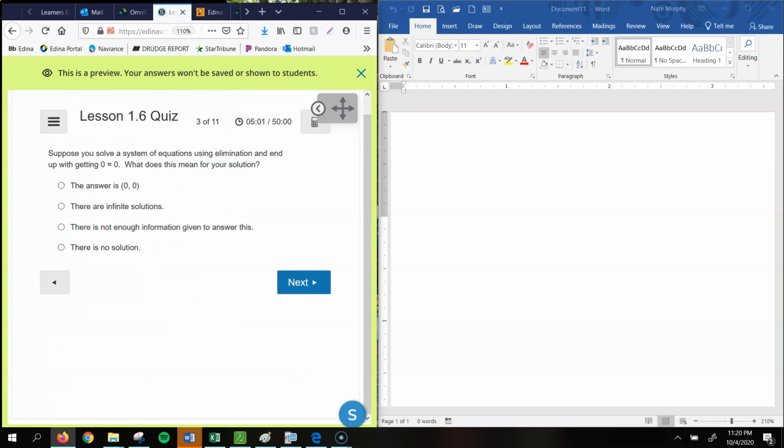All right, for this one, it says, suppose you solve a system. This one is similar to the previous one. This time we get 0 = 0 as our answer. What does this mean for your solution? This does not mean the answer is (0, 0). Since it is a true statement, 0 does equal 0, we would say there are infinite solutions.